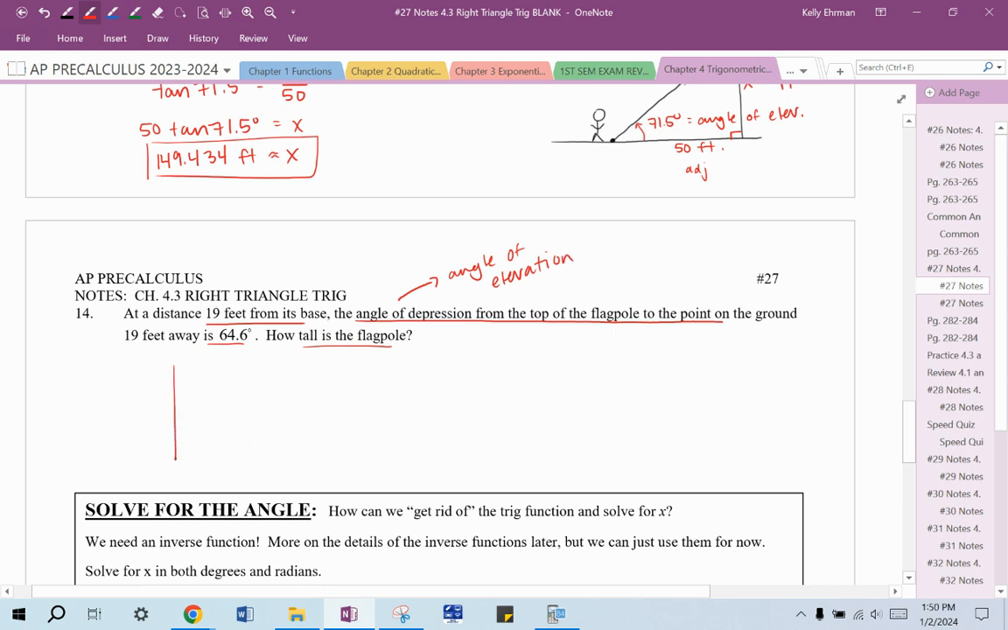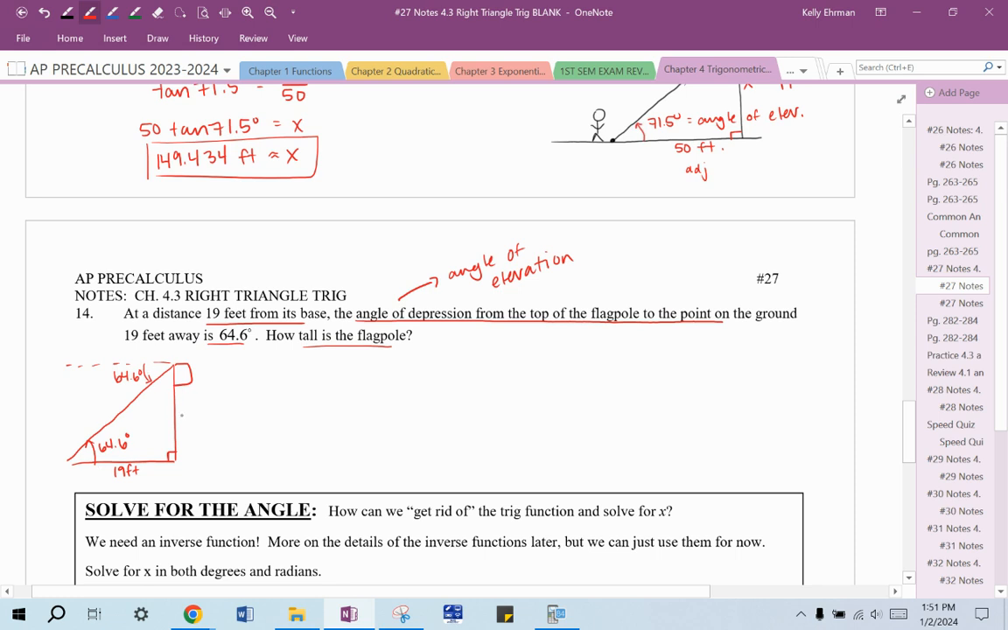So here's my scenario. Flagpole, angle of depression to a spot that's 19 feet away. When we say angle of depression, we're always saying, imagine that you're sitting on top of this flagpole or whatever, looking straight out, and then you look down. That's 64.6 degrees. So that doesn't help me much because I'm outside of the triangle. I might as well put this down here as an angle of elevation, an alternate interior angle from your geometry days. These two angles are equal.